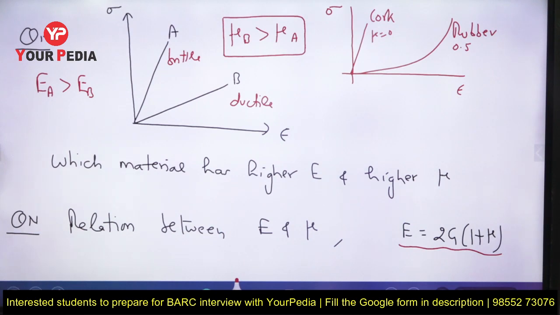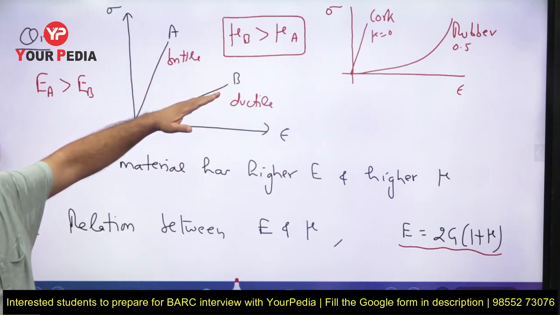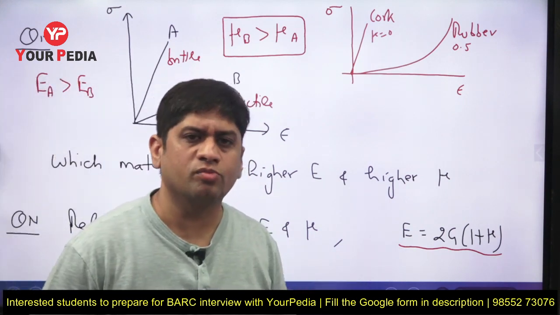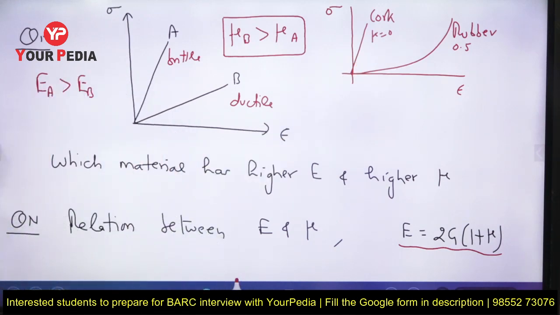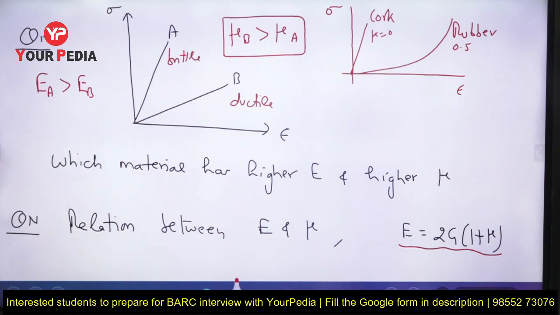So what was the question in the BRC interview? I am giving you two materials, one having high Young's modulus, another having less Young's modulus. Tell me which one will have more Poisson's ratio and which less. You cannot take help of the formula. All you could have said is: either give me the value of G also for both, then I can answer, or provide me the Poisson's ratio of these two materials, rubber and cork. If I can compare rubber and cork, then from there I get a trend of how it goes.